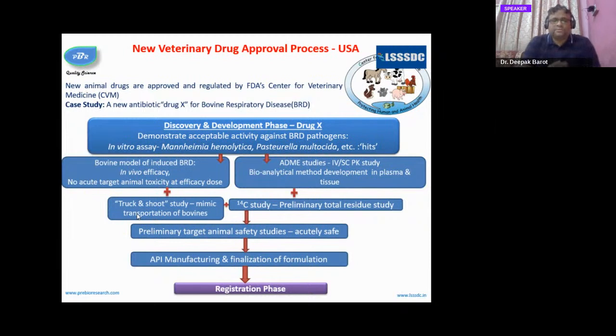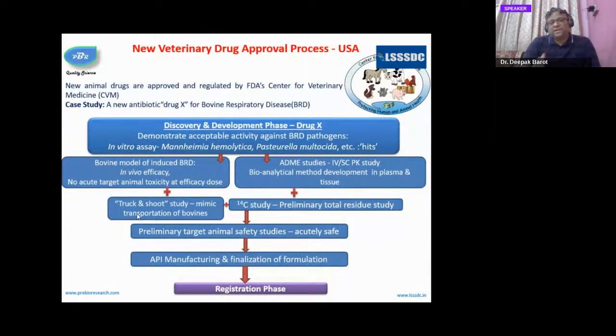Okay, so you do have to have an in vitro assay in place. Using cell-based assays, since it's an antibiotic, they use Pasteurella multocida and Mannheimia haemolytica. So using in vitro assays, they look for the inhibition of these. If they get a good MIC, it means the antibiotic is good, and they look for which structure works. So it starts with an in vitro assay. You can use an induced bovine model of bovine respiratory disease, and then look for in vivo efficacy. You can also do a subcutaneous or intravenous application, and then study the ADME in live animals, right? And then truck and shoot to mimic the transportation of the bovine, and you do preliminary target animal safety studies. And then finally, it goes for manufacturing, and then you have to register.